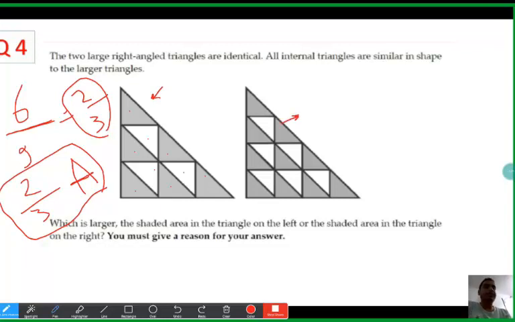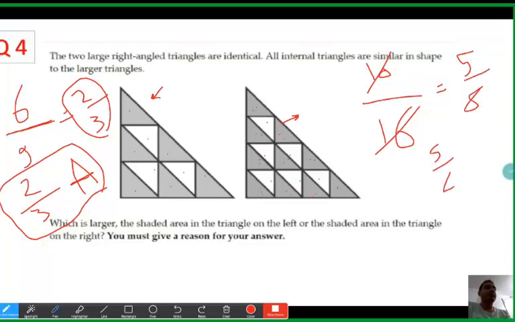For the second shape, how many equal parts do we have? 1, 2, 3, 4, 5, 6, 7, 8, 9, 10, 11, 12, 13, 14, 15, 16. So we have 16 equal parts. How many shaded parts? It is 10. Let's simplify. By 2 is 5, by 2 is 8. So 5 over 8 of the total area, which is A, are shaded.